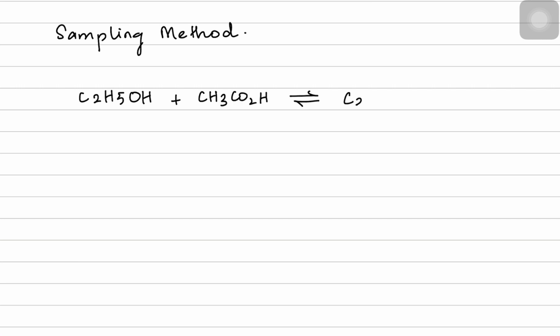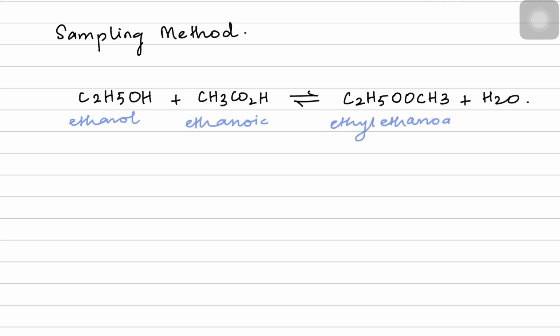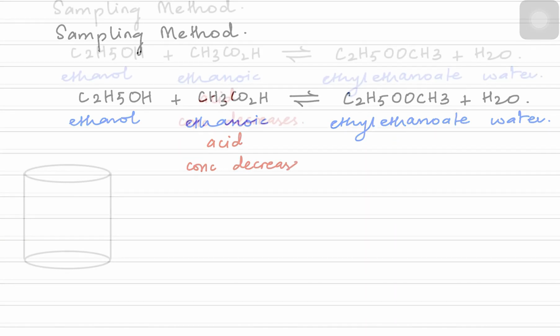Now, let's talk about sampling a little more because sampling is a little tricky. In order to understand the sampling method, let's consider an esterification reaction where ethanol is reacting with ethanoic acid in a reversible reaction to make ethyl ethanoate and obviously water. So as this reaction goes on, ethanoic acid is used up, right? It's one of the reactants, it's used up. When ethanoic acid is used up, its concentration should decrease within the reaction mixture.